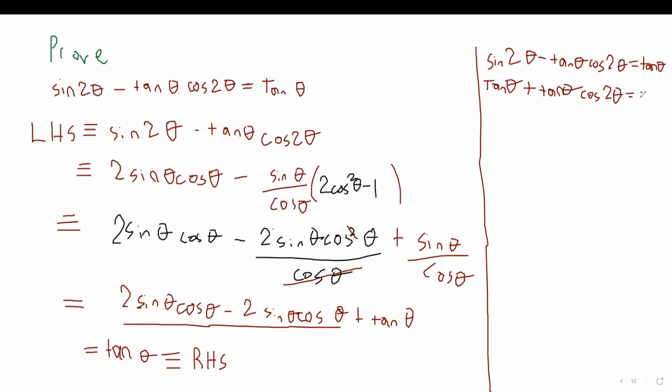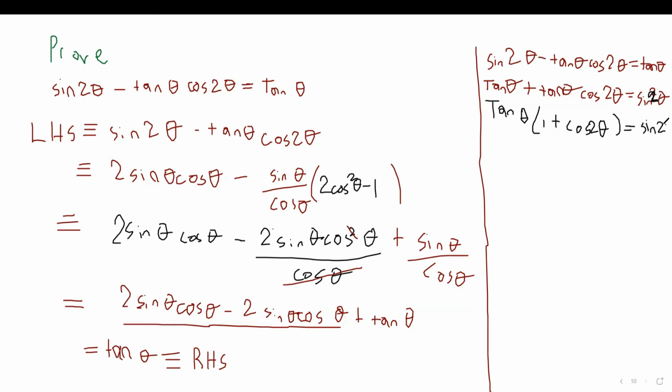I know I wrote it on the wrong side. You're probably asking, why over there? It does not matter. I bring it over to have tan theta cos 2 theta plus tan theta equals sine 2 theta. Then what I'm going to do now is factor out my tan theta. When I factor out tan theta, I'm left with tan theta times 1 plus cos 2 theta, and this is equal to sine 2 theta. That's not a square, it's a 2. I know I wrote it pretty awfully there.